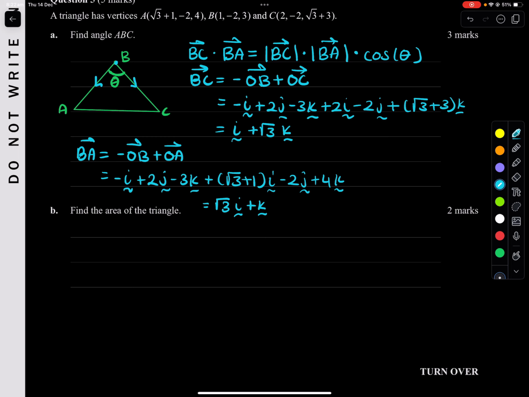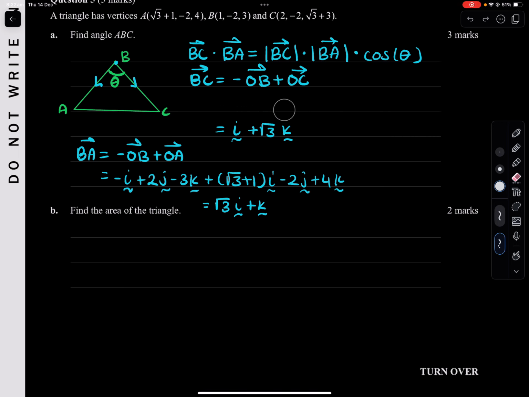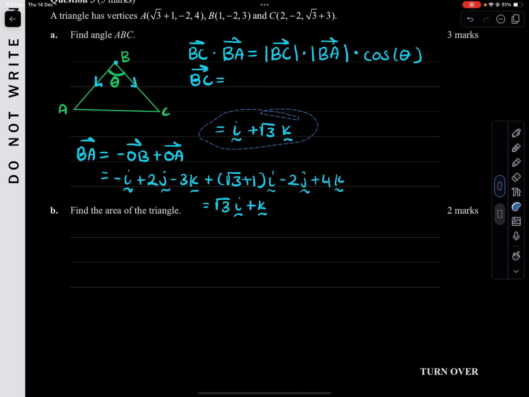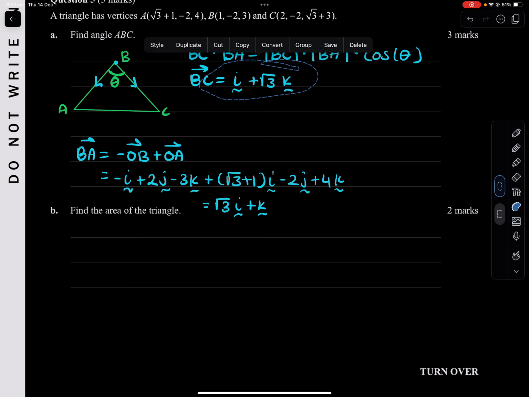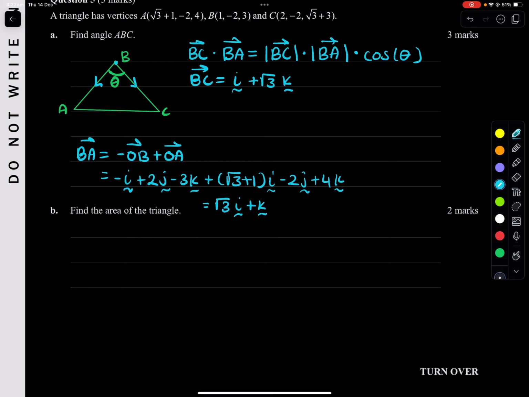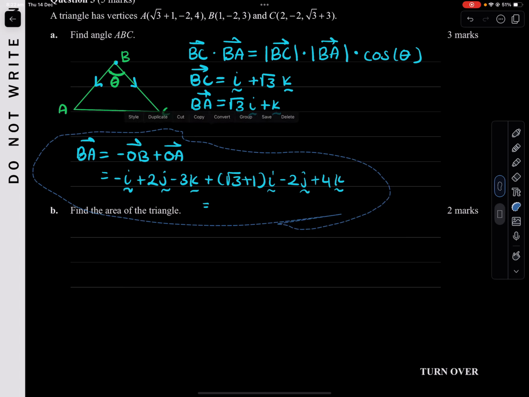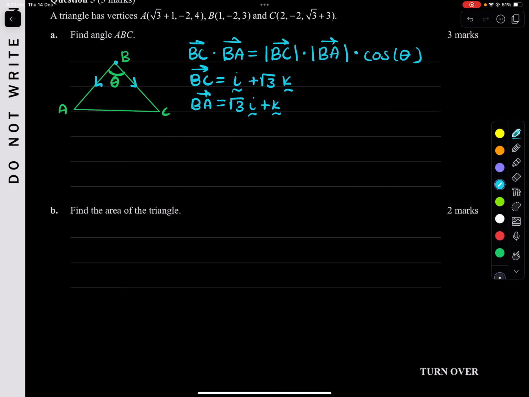I'm going to rub all this information out, because there isn't enough space. I'll cancel that out and I'll put this on top. That's your BC. And hence, what is your BA? Let's write BA is equal to this expression right over here. And that's it. Now we've got that.